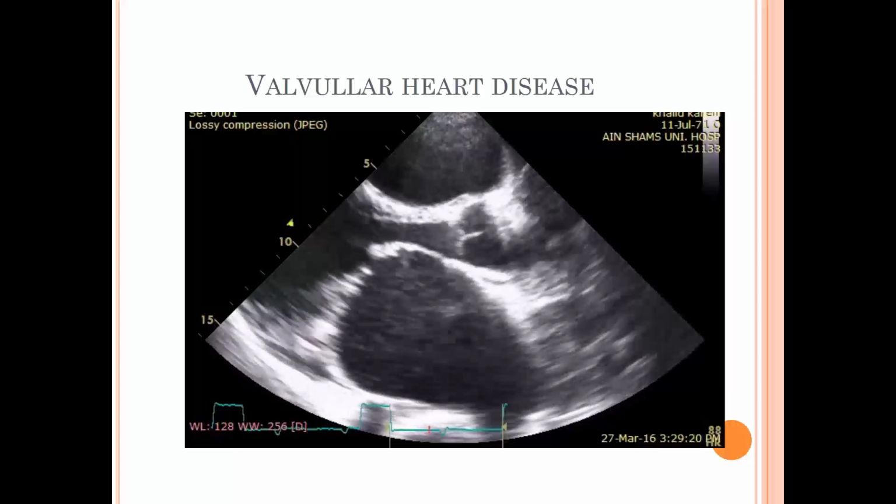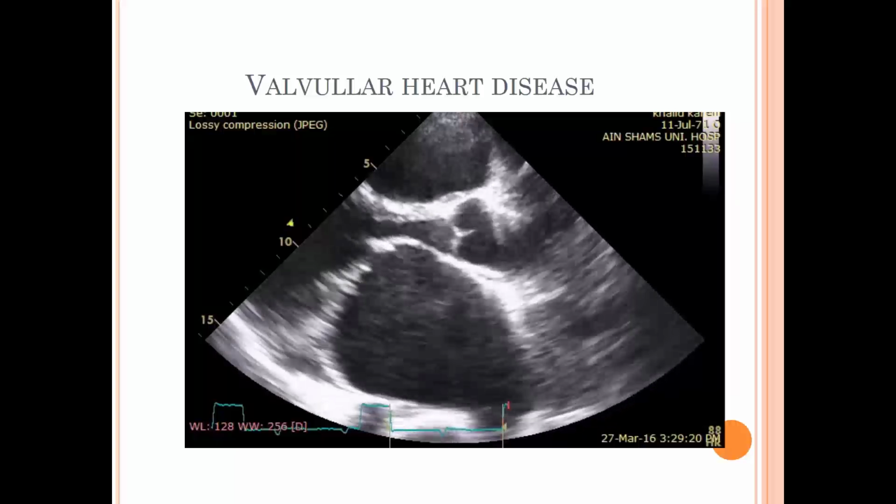This is the long axis parasternal view of a patient with a history of rheumatic heart disease, where we can see that the posterior mitral leaflet is ankylosed, with restricted motion of the anterior mitral leaflet and marked dilatation of the left atrium. The aortic valve cusps are normal.